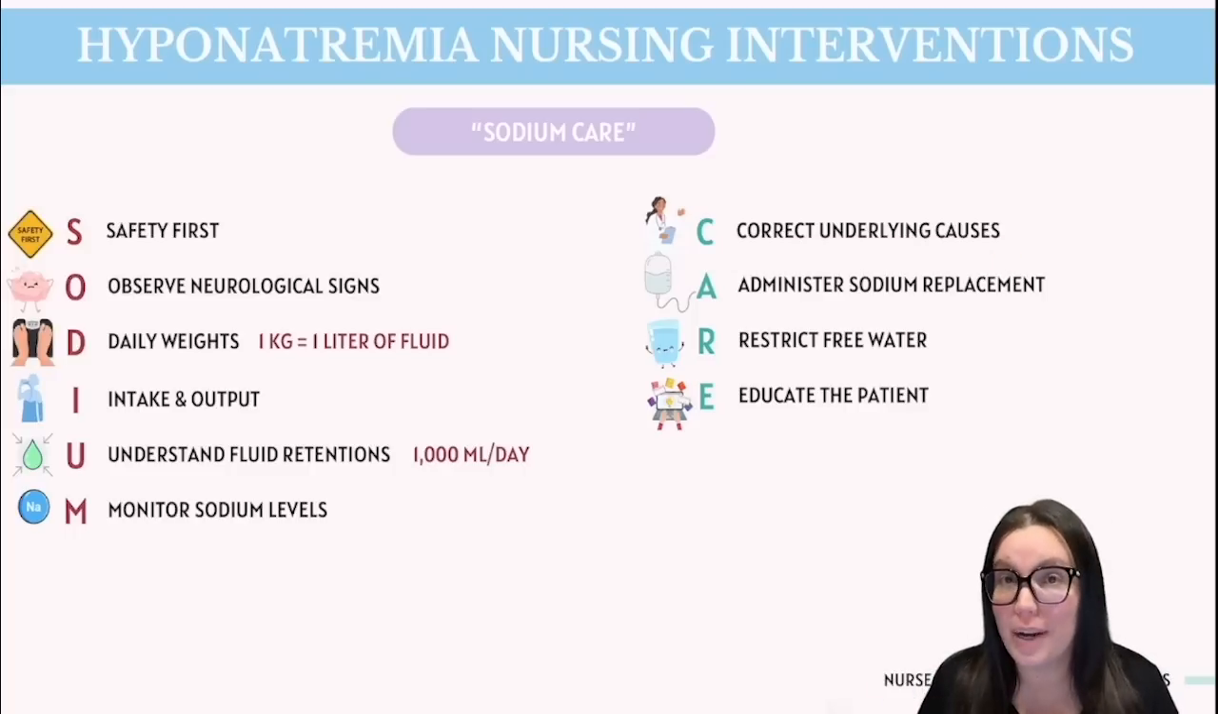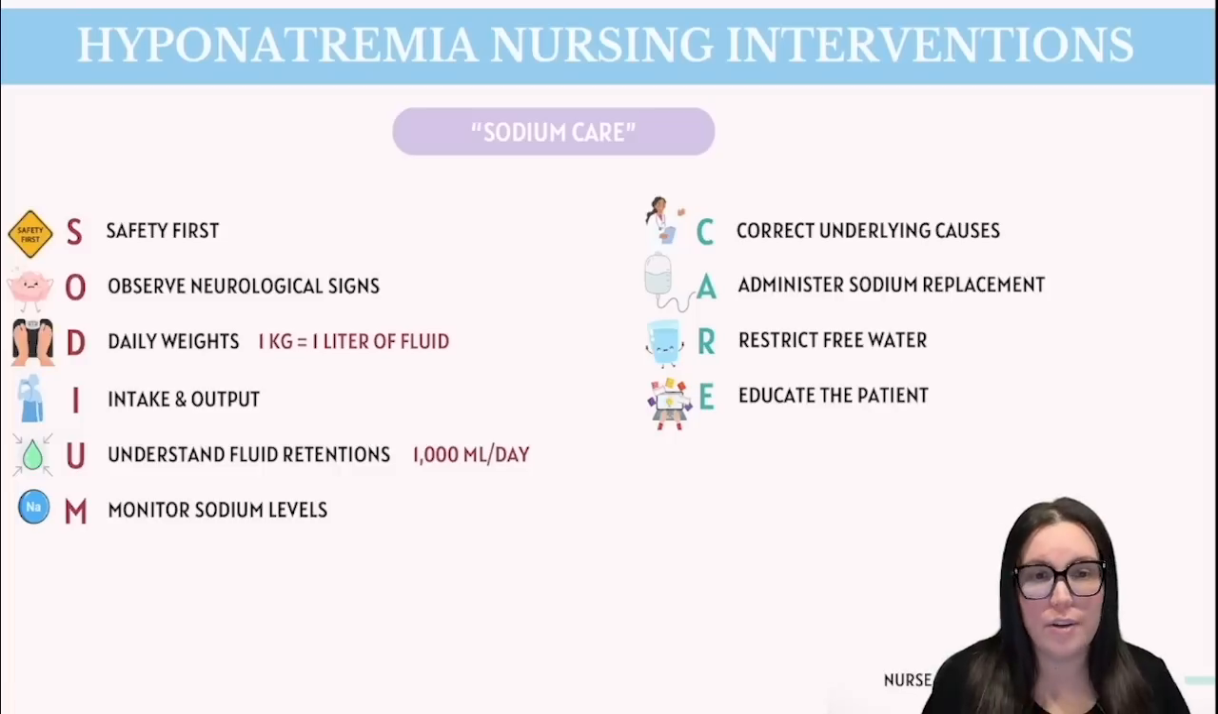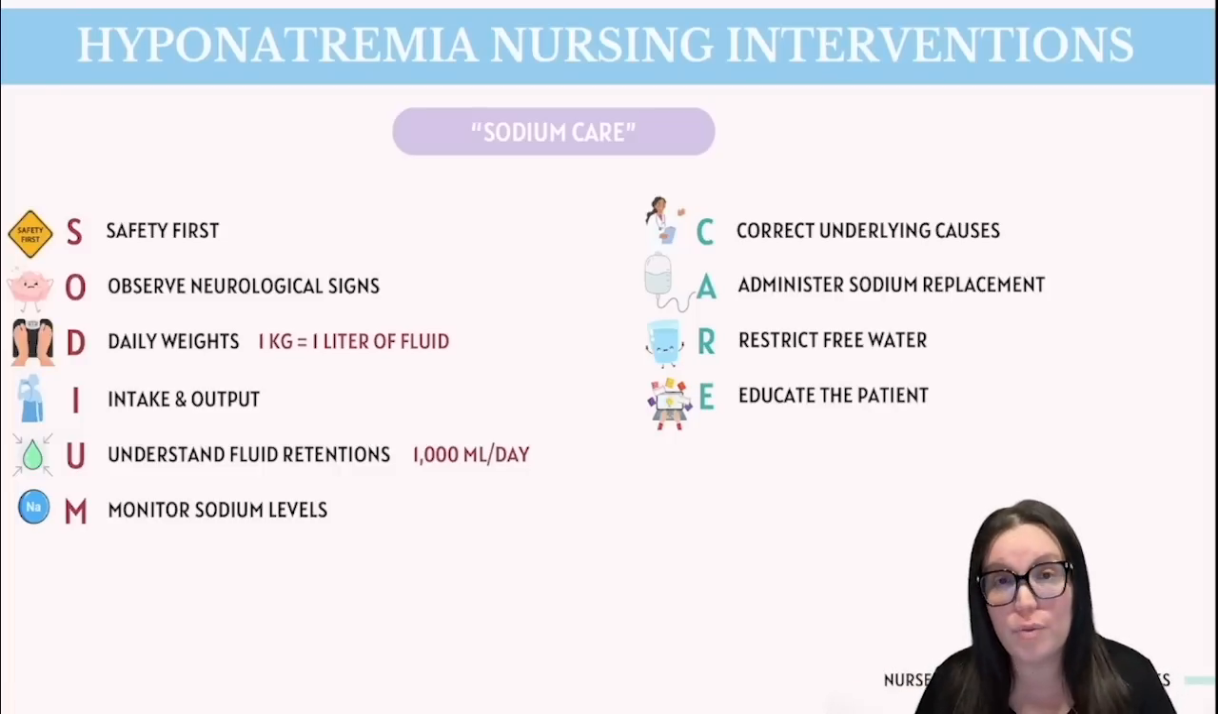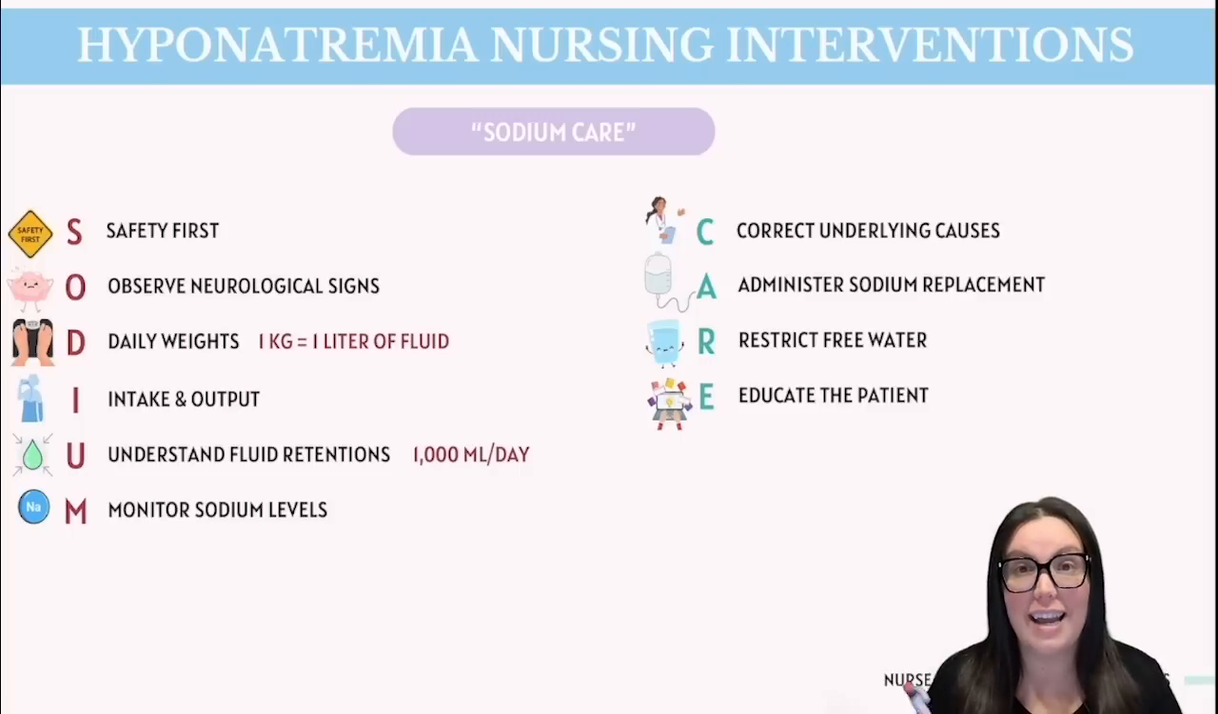We're going to be collaborating with our healthcare team to address the root cause, whether it's fluid overload with CHF, hormonal issues with adrenal insufficiency or SIADH, or maybe just excessive fluid intake like we see with polydipsia. We may need to adjust medications as well as manage diuretics or even treat infections if necessary.